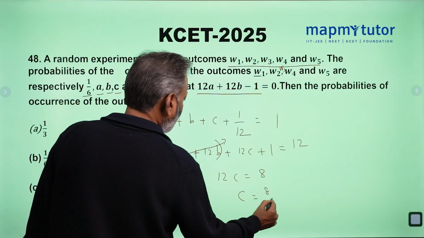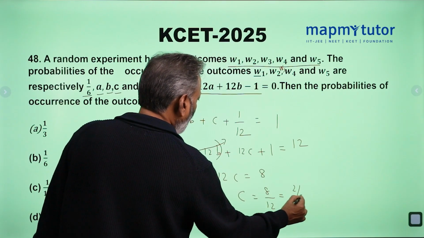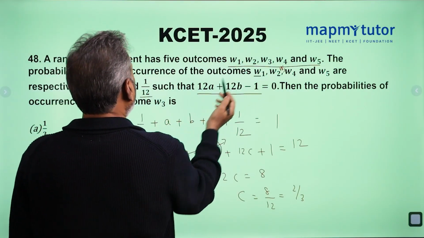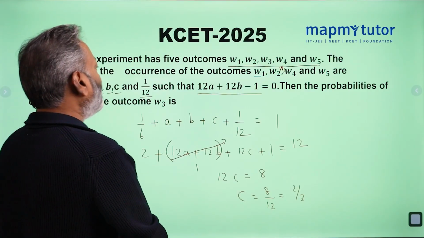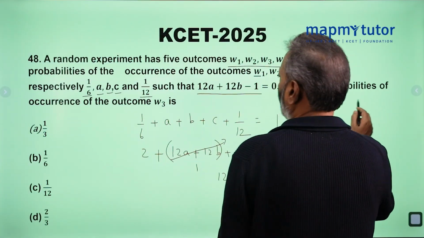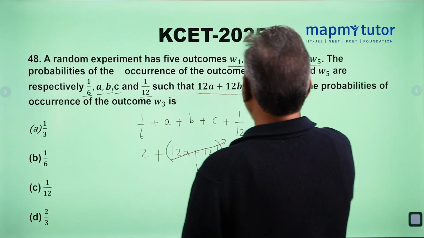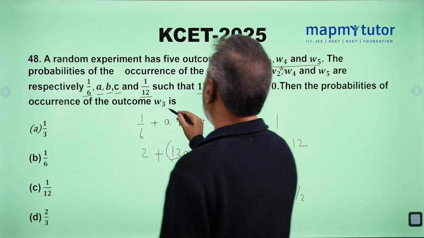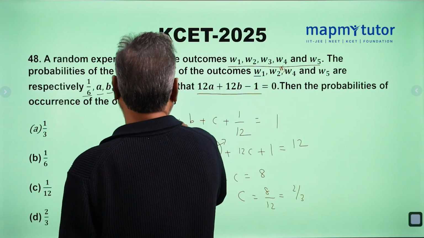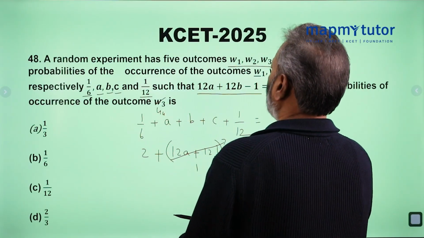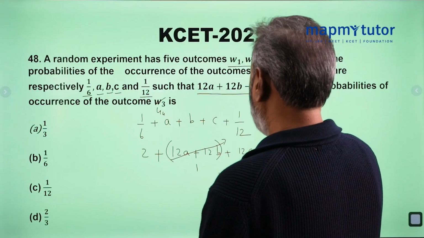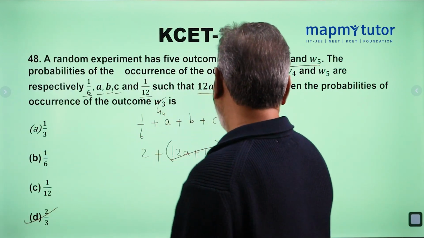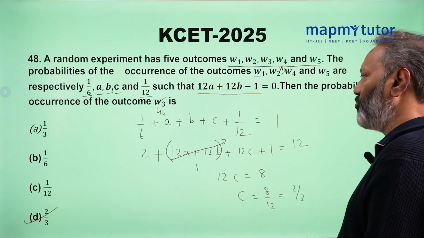12C is 8, so C is 8 by 12 or 2 by 3. And here what is C? It is nothing but the probability of the third event. Then the probability of outcome W3 is B? But I think what they are asking is not W3, this is W4, right? Because it is C. And in the answer, of course, here, 2 by 3. So 8 by 12 gives you 2 by 3.